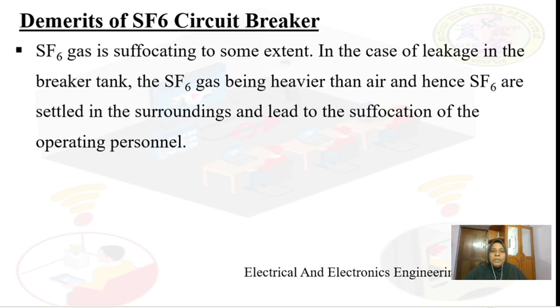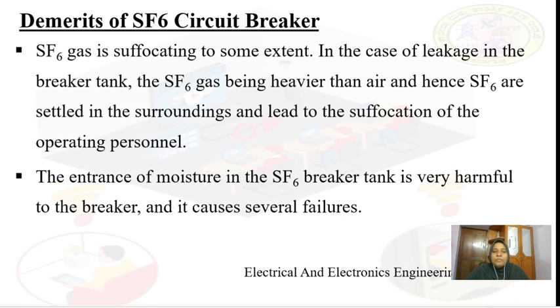So suffocation will be there. That is the problem caused by SF6 gas. Second one is the entrance of moisture. Suppose by any chance the moisture enters into the SF6 gas breaker, then it is very dangerous and harmful for the breaker. In turn, it can cause several failures, and total breakdown of the power system can take place.